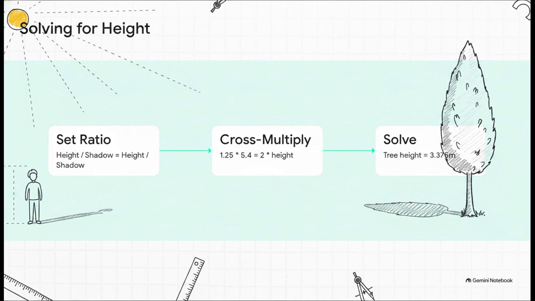Step 1 is setting up our ratio. We just compare corresponding parts, right? So height over shadow equals height over shadow. Your height is 1.25 meters and your shadow is 2 meters. We set that equal to the tree's unknown height over its 5.4 meter shadow.